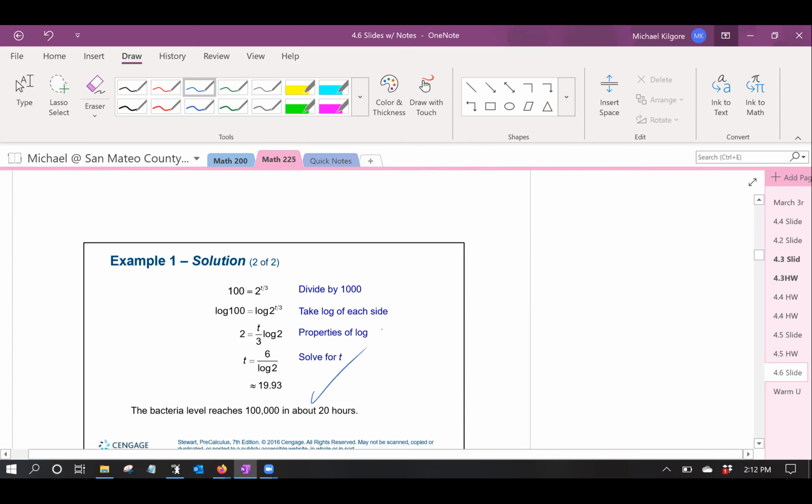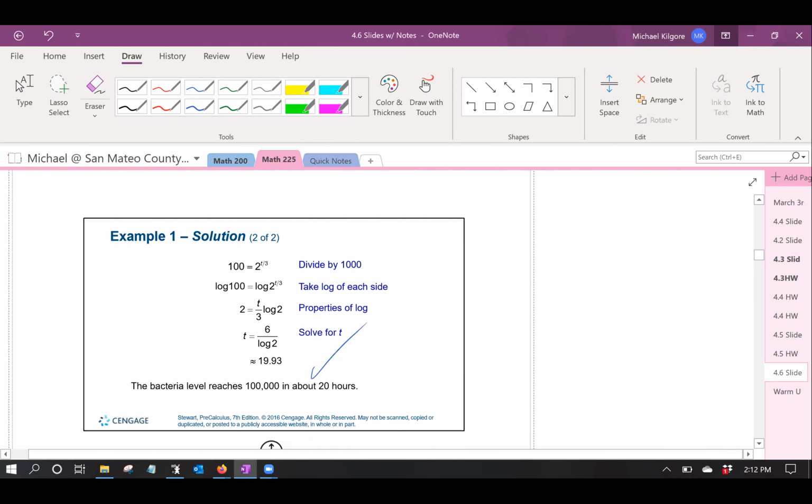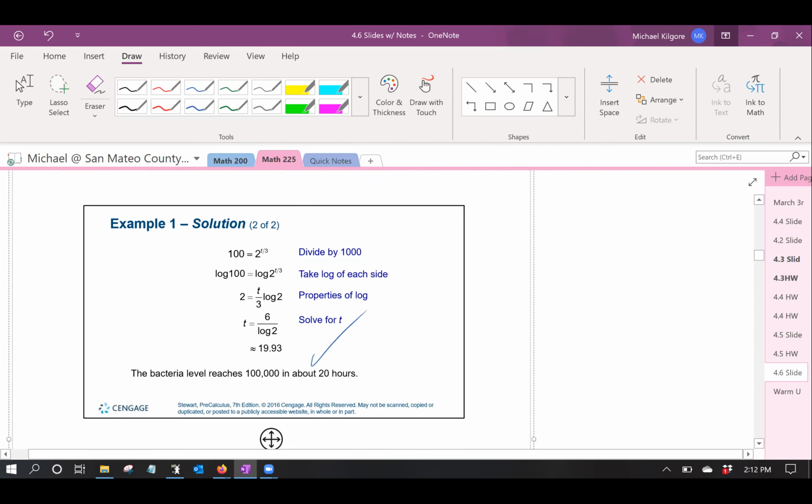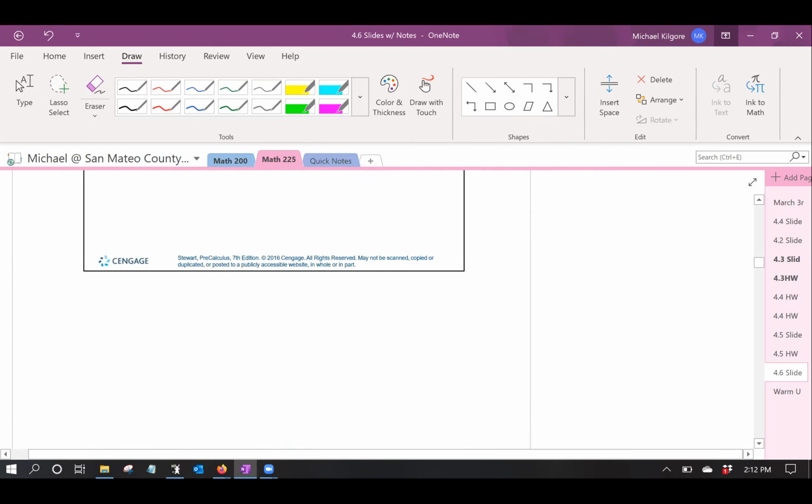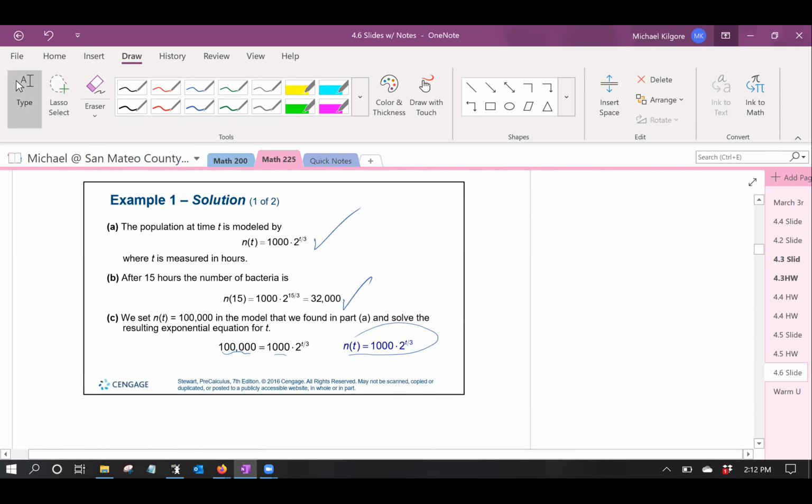And did it matter that we used log base 10? You can use natural log or log base 10 when we are solving equations. We just have to make sure that we get the properties right, okay? Now, are we ready to move on? I have one or two more examples.